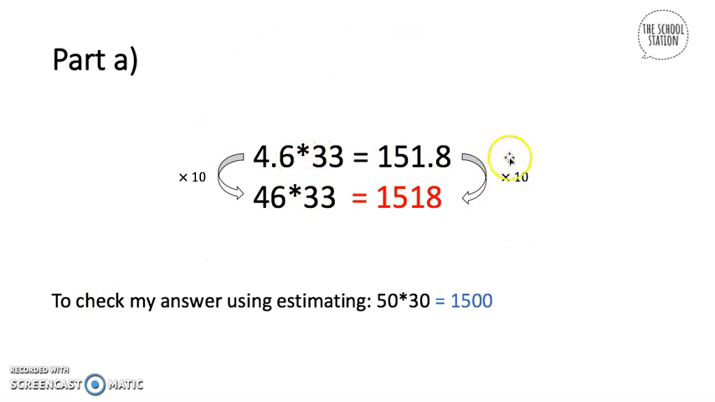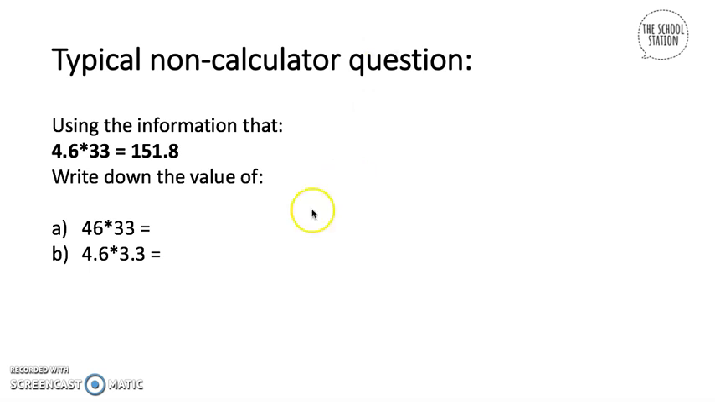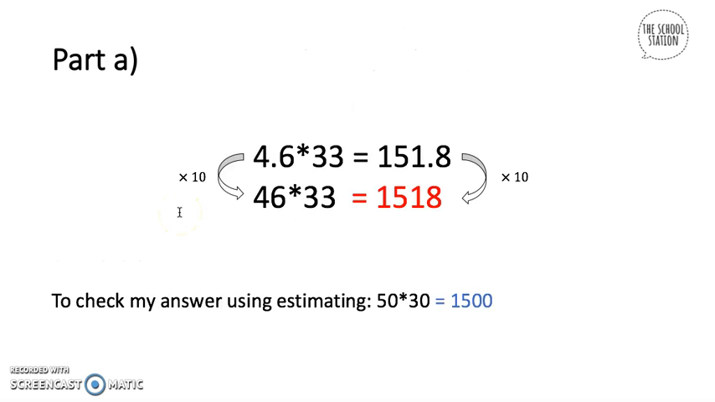You don't have to multiply and try to get the answer, because if the question already gives you information, then you don't really have to worry about multiplying and using the column method. But the main purpose of this video is about estimating. So over here we have how to check your answer using estimating.